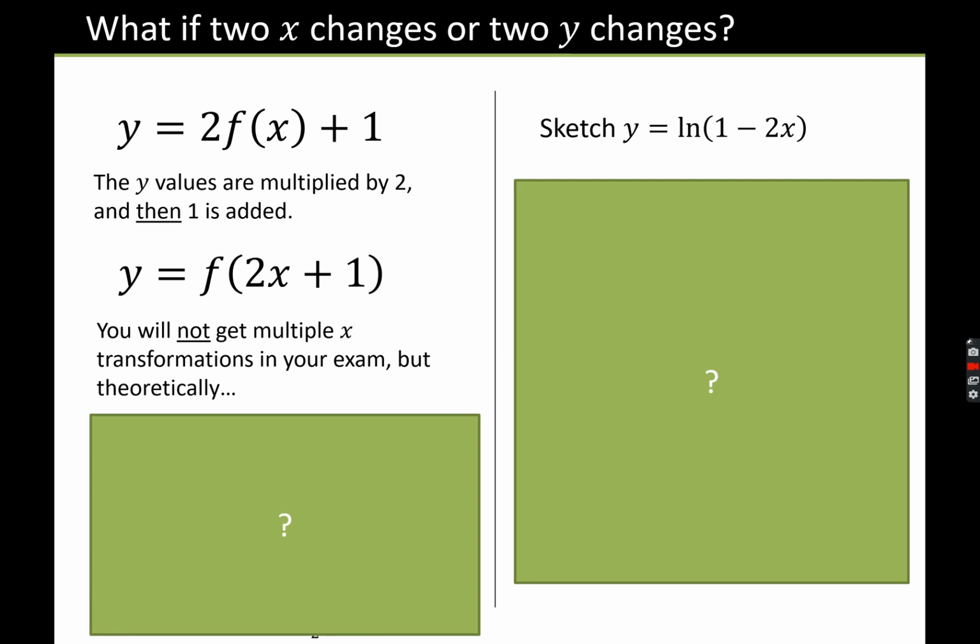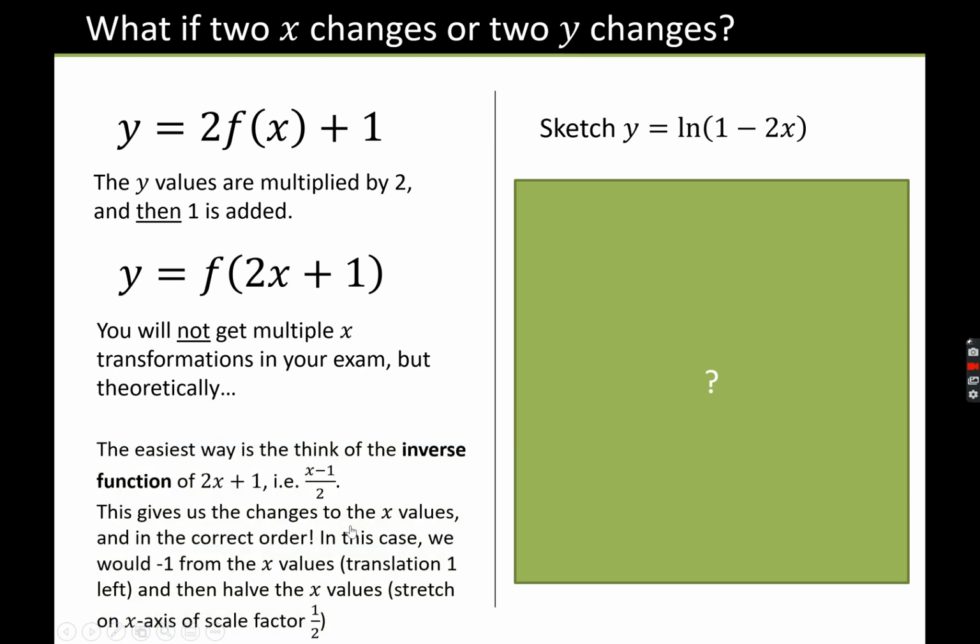You're not going to get multiple x transformations in your exam. But just so you're aware, because it's the opposite of what happens, what you're actually going to do is think about using the inverse of it. So you go the opposite of the order for BIDMAS. You would take away 1 first and then halve all your x values.